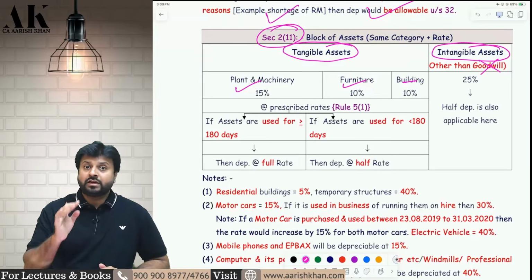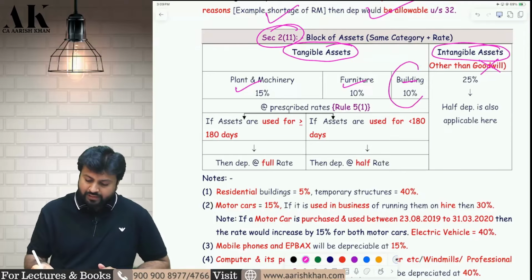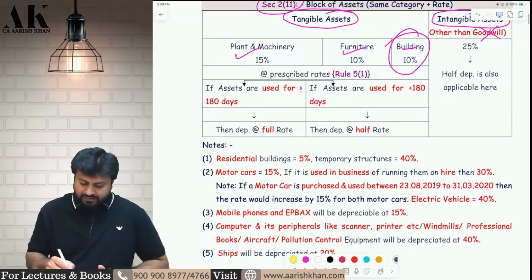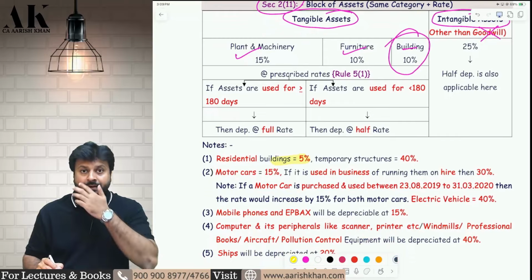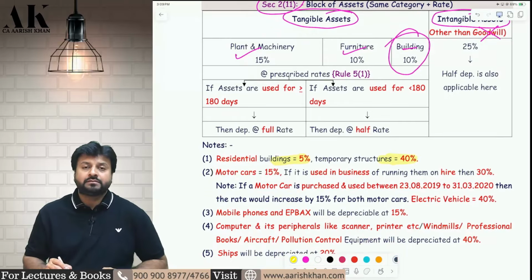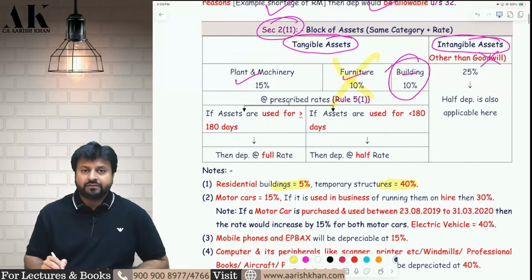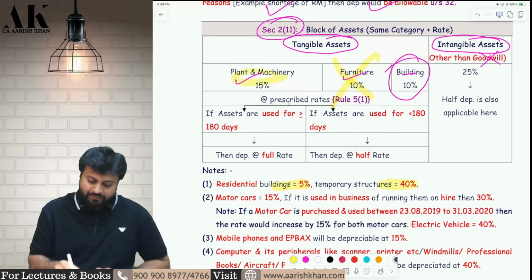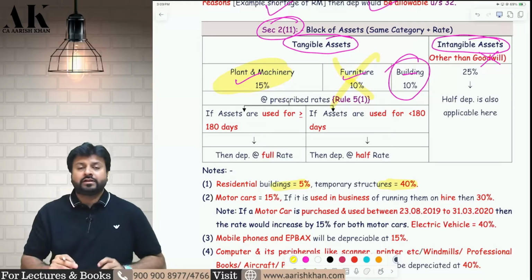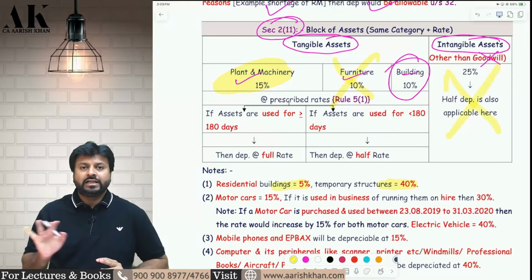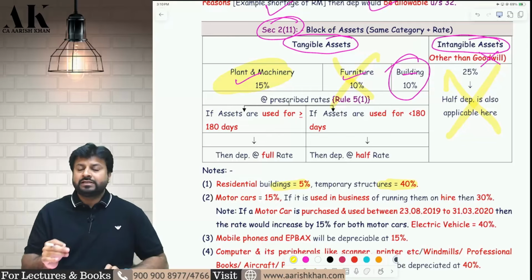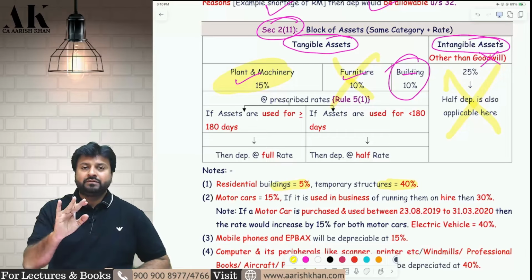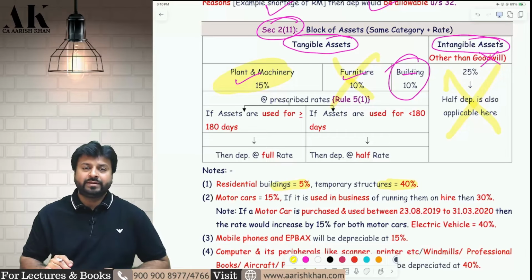Now, there are some special rates. Special rates for building: if a building is a residential building, then it is 5%, and if a building is a temporary structure, then it is 40%. There are no special rates for furniture. For furniture, there is only one rate, that is 10%. But for plant and machinery, there are multiple special rates. There are no special rates for intangible assets also. All intangible assets except goodwill will be eligible for 25% depreciation on WDV basis. Goodwill is not eligible for depreciation.